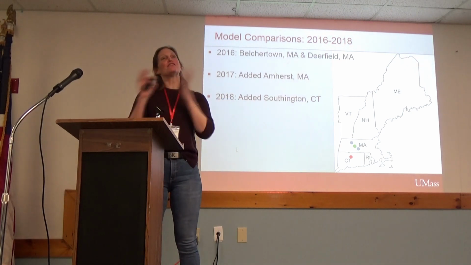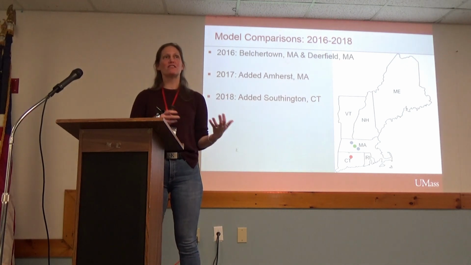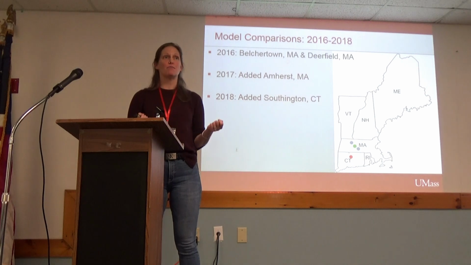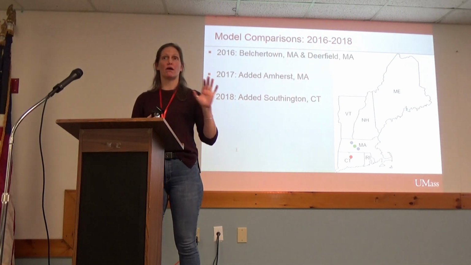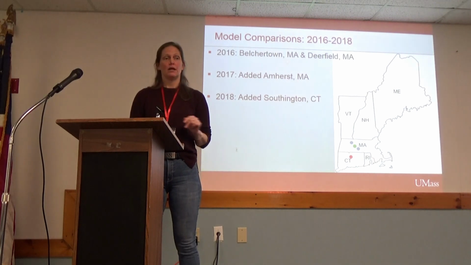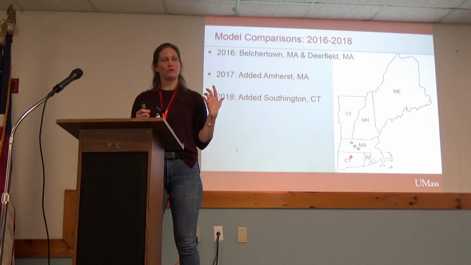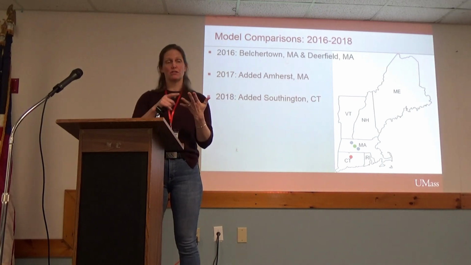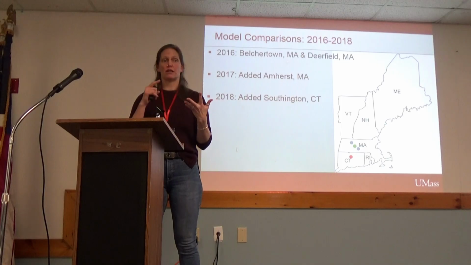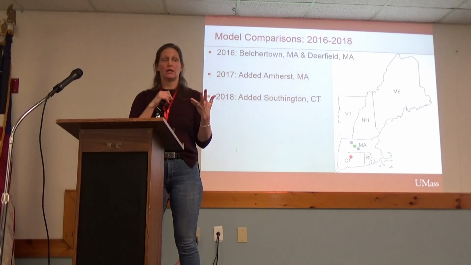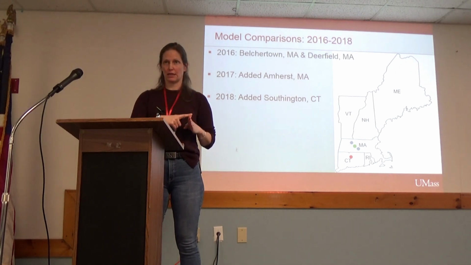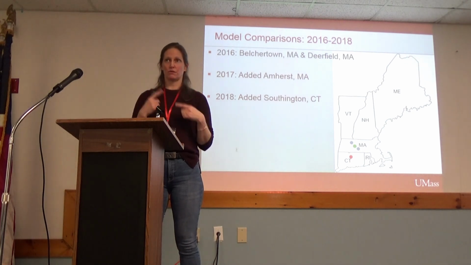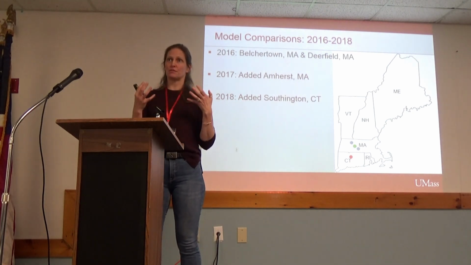All right, so that was the user interface part. So next I looked at the actual accuracy of these models within the decision support systems as they compared to what we saw in the lab and what we saw in the field. So we had 9 site year combinations. In 2016, I was using Amherst and Belchertown, and then Belchertown and Deerfield, and then in 2017, I added Amherst, and then in 2018, I added a site in Connecticut. So all of those sites and years got lumped together to use these analyses.